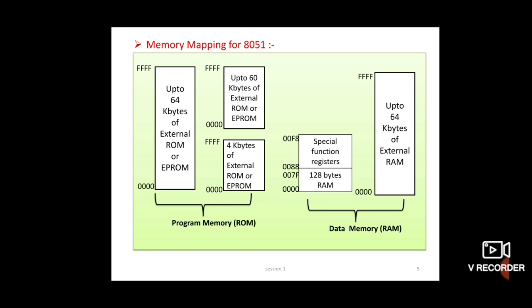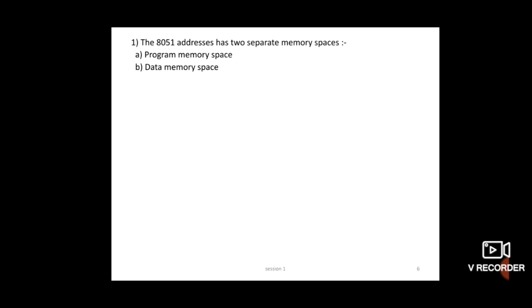Now see in detail the function of each memory space, program memory and data memory. In this diagram, the program memory space is also called ROM, and the data memory space is also called RAM. Now see, the 8051 has two separate memory spaces, program memory space and data memory space.